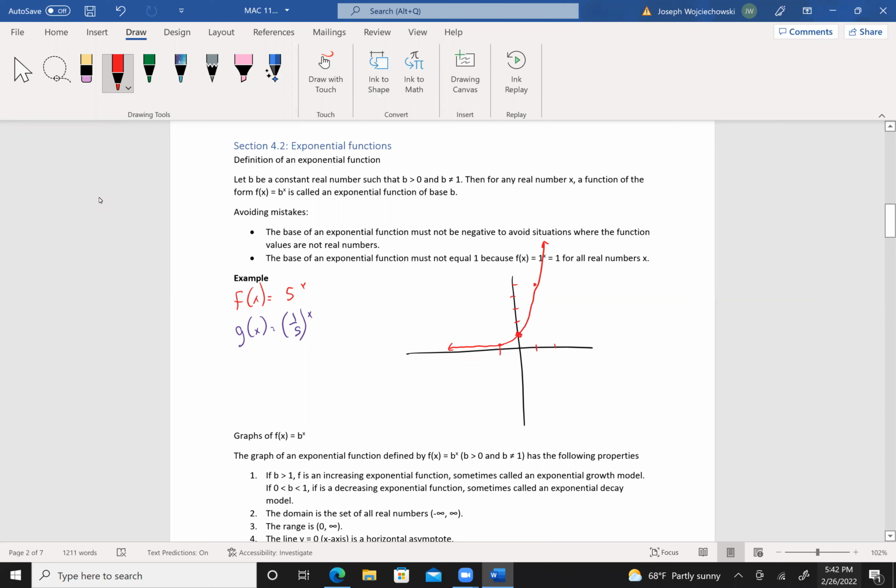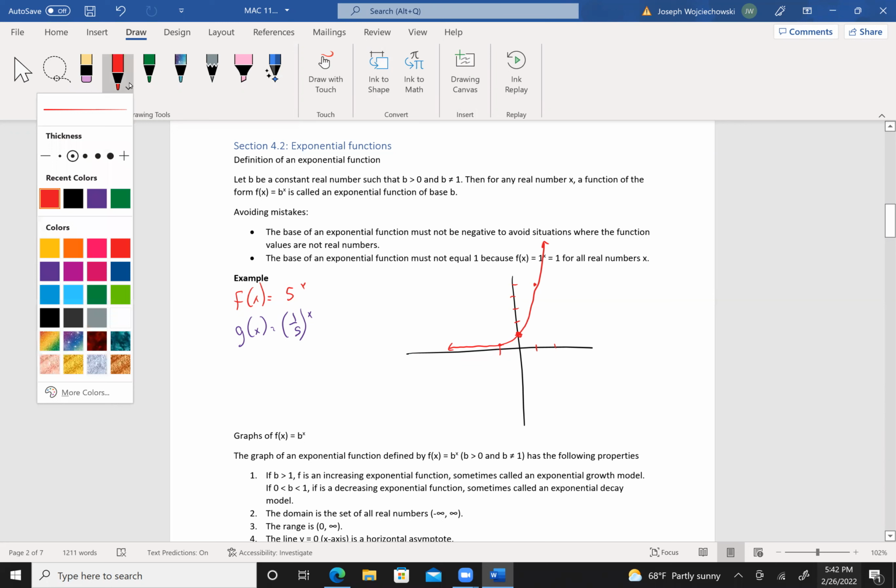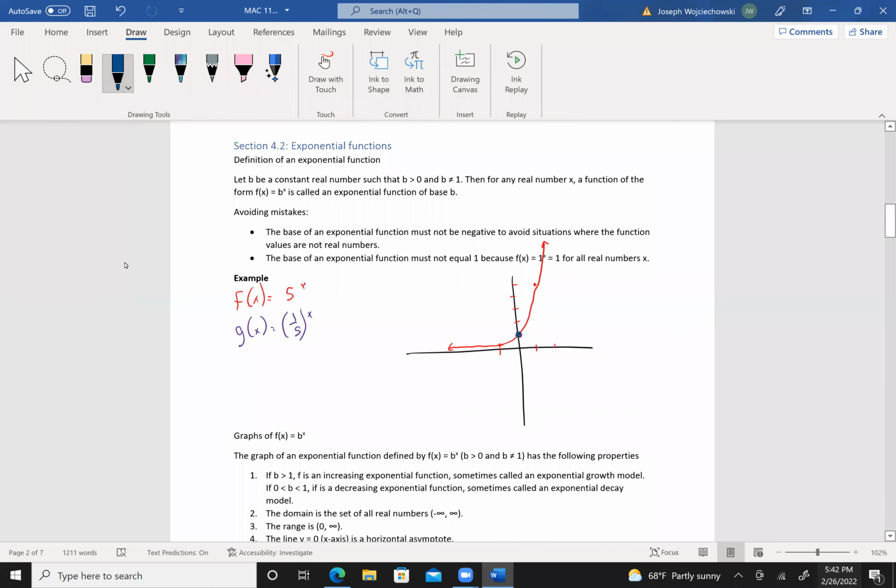Okay, now let's switch to our other color. That's black. So g of x, if x is 0, it's going to be 1 as well. If x is 1, it's going to be 1/5. If x is -1, 1/5 to the -1 is 5. Now here we're looking at this. So this is g of x.